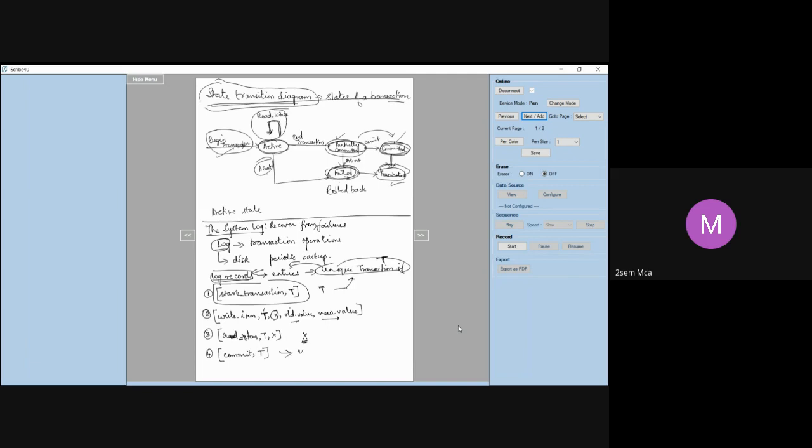One important thing is what? You cannot undo any of the operations that you have already done. Once you commit, you cannot do anything.